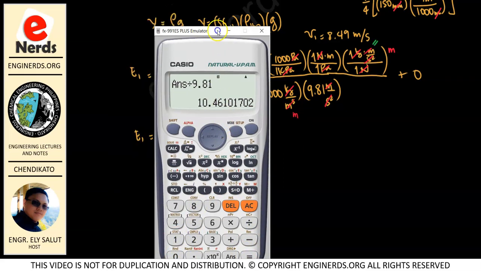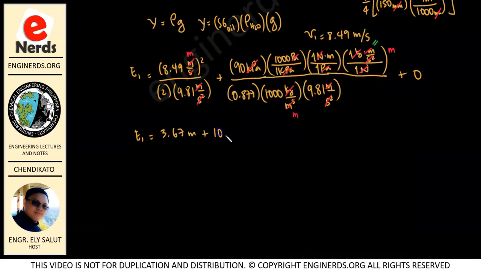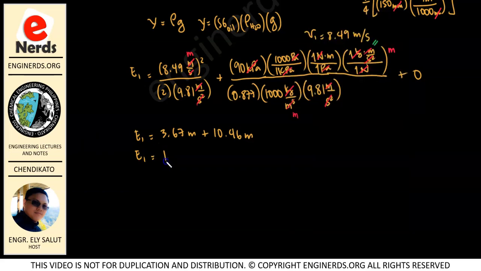Okay, so we have 10.46 meters. So therefore, our E1 is equal to 10.46 plus 3.67. This is equal to 14.13. So we have 14.13 meters. Okay, so may value na tayo ng E1.